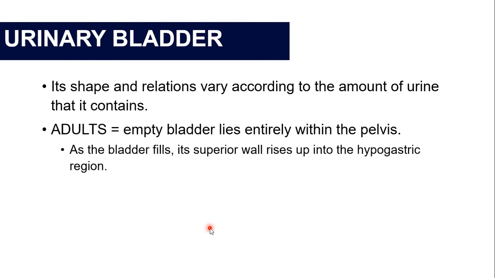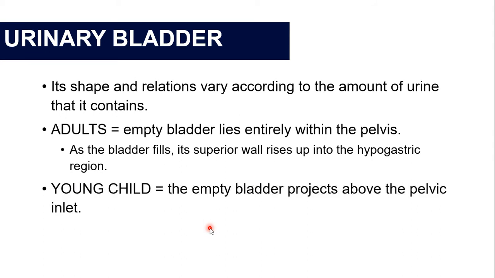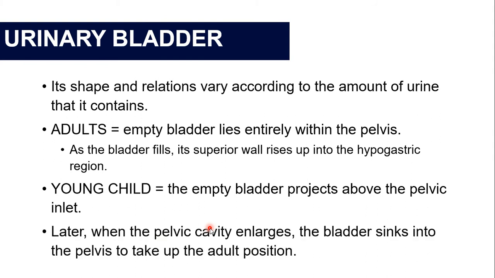In the adult, the empty bladder lies entirely within the pelvis. As the bladder fills, its superior wall rises up into the hypogastric region. But in a young child, the empty bladder projects above the pelvic inlet. Later, when the pelvic cavity enlarges, the bladder sinks into the pelvis to take up the adult position.